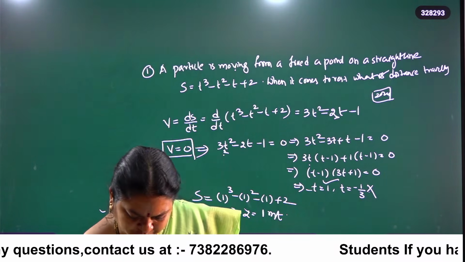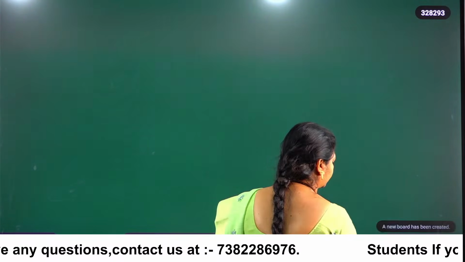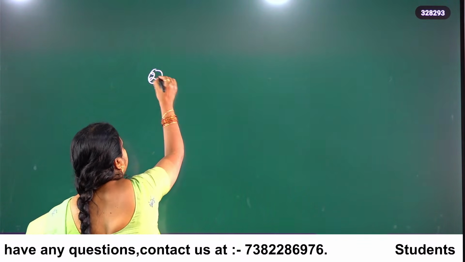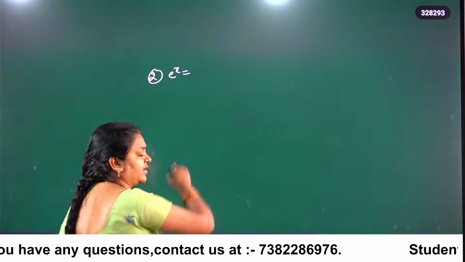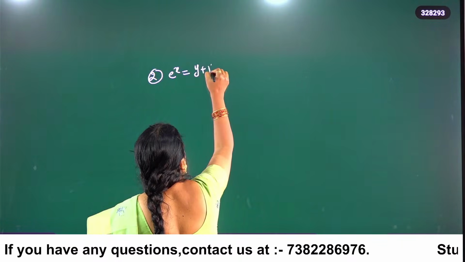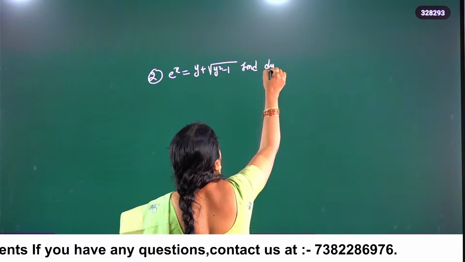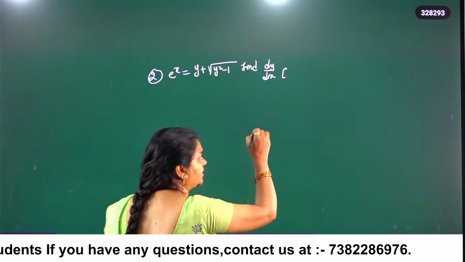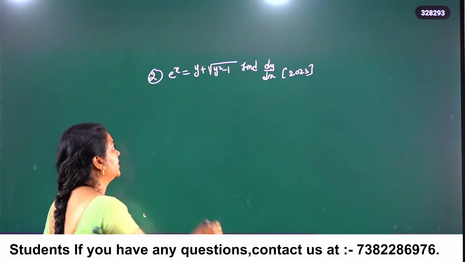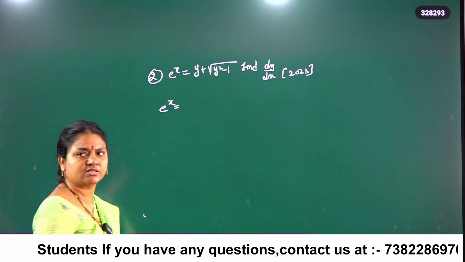Now we will see one more question from the previous ones. This is one more question from MCET only. E power x is equal to y plus under root of y square minus 1. Find dy by dx. This is, I think, a 2023 question. So here e power x, derivative is e power x.